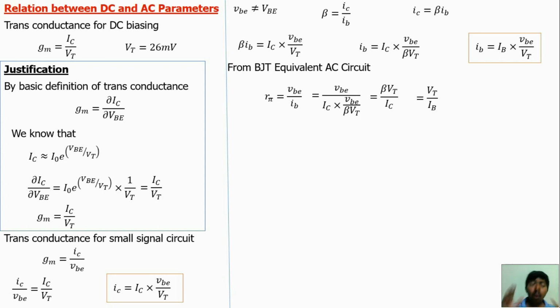We should know these parameters. If you know this equation, the relations between the AC and DC parameters, then only we can analyze the small signals. If you know these concepts, you can solve these small signal problems. Now we will solve this problem. If you solve this problem, you can clearly understand.